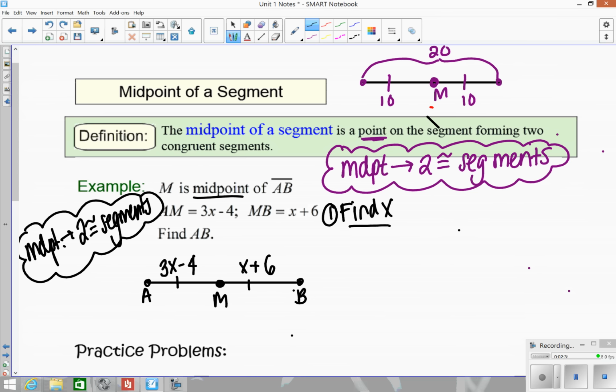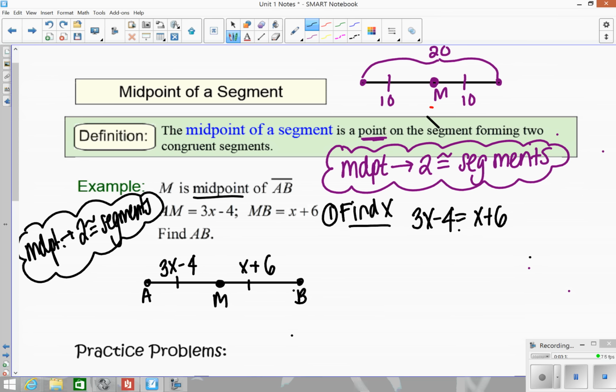There are going to be situations where they might give you one part and the whole entire segment. In that case, you would have to multiply that one part by 2 and set it equal to the whole segment, or just label each part with the same expression, then add them up and set it equal to the whole segment. This time they're giving me the two parts. It's the parts that are equal. So I can just set these equal because they're the two parts of the segment. I can set 3x minus 4 equal to x plus 6. And then I can solve it.